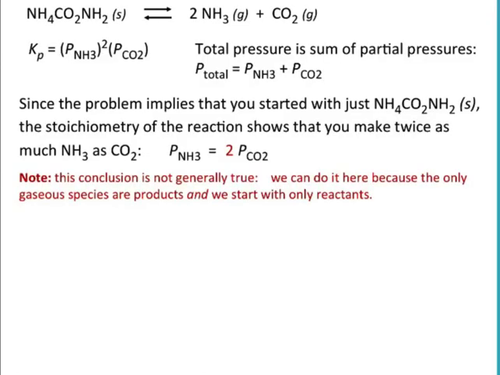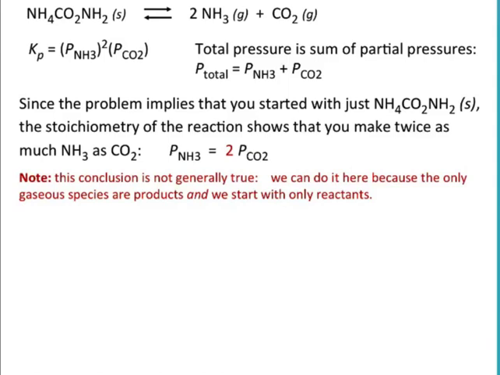So this problem's special because since you started with just the solid, as you make products, you're going to make carbon dioxide, and then you'll make twice as much ammonia because of that 2 in the balanced equation, right? So if you make some molecules, you'll make some carbon dioxide, and twice as much ammonia. So we can write a little relationship like that. The other way to think of this is for however much ammonia you make, you divide that by 2, and you get the amount of carbon dioxide you make. That's the same thing, except you just divide both sides of this equation by 2.